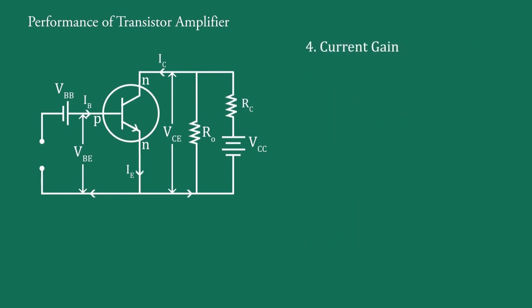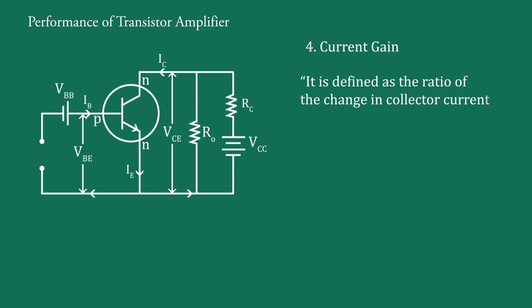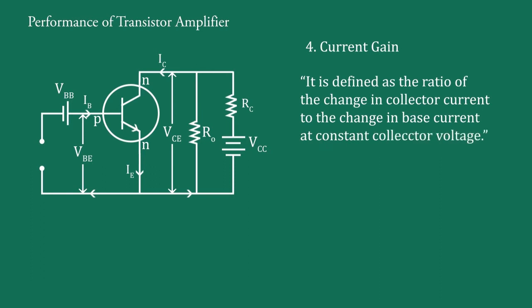Fourth, current gain. It is defined as the ratio of the change in collector current, that is delta IC, to the change in base current, that is delta IB, at constant collector voltage. That is, current gain beta equal to delta IC upon delta IB at VCC equal to constant. The value of beta lies between 20 to 500.